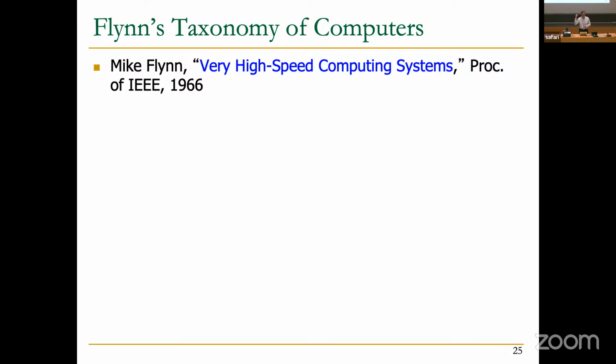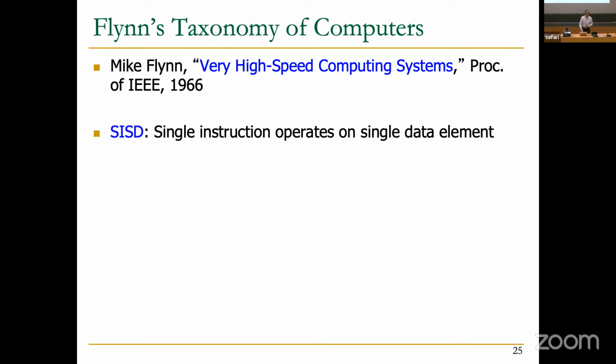And this paper, a seminal paper by Mike Flynn, almost 60 years ago, categorizes computers into 4 different categories in terms of how many instructions do what to how many pieces of data elements. So you have instructions on the x-axis and the data elements on the y-axis. And the simplest machine is a single instruction operating on a single data element. This is a scalar machine, like we have seen, right? The ISA is doing this.